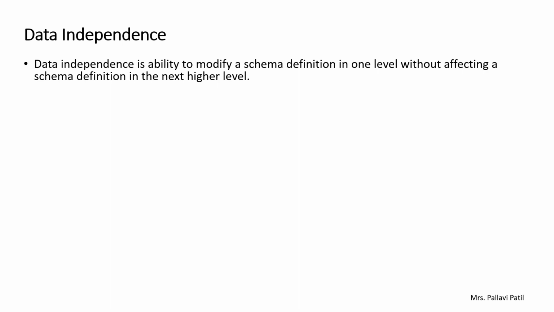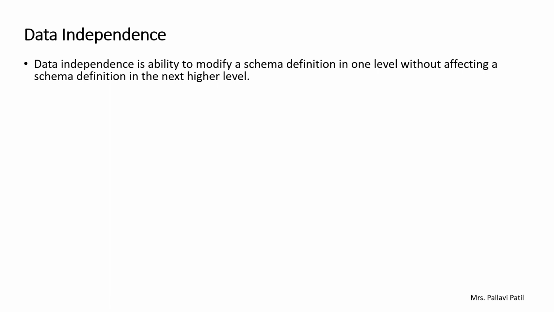So, here we have three different levels in our architecture, that is physical level, conceptual level, and view level. Our database always works in these three levels. So what is independence? That you can independently work within every level of the database. So data independence means you are able to modify a schema definition in one level without affecting the schema definition in the next higher level.